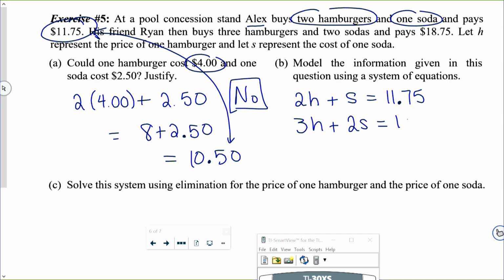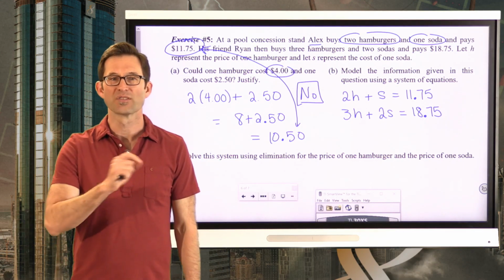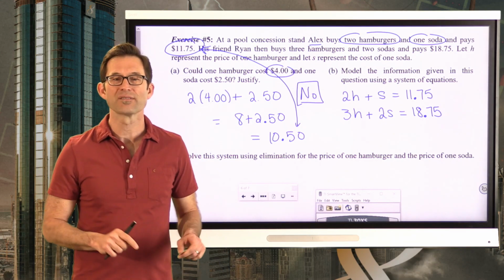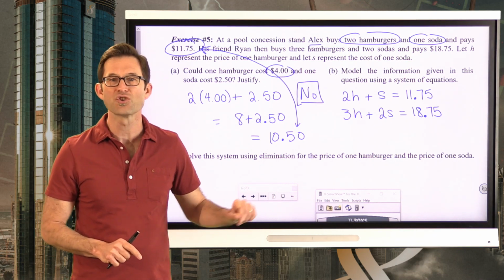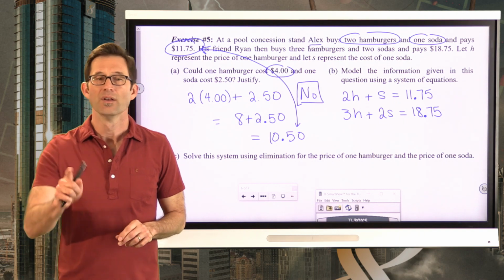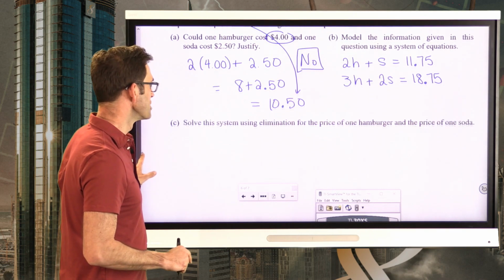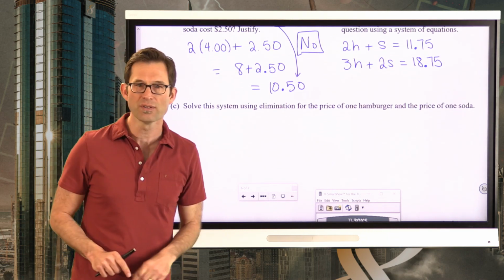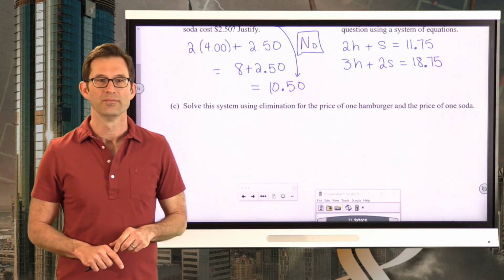And Ryan pays $18.75. And that is our system. And we're going to solve that system in letter C by elimination because the variables are on the same side of the equal sign. So I'd like you to do that. In letter C, I'd like you to take these 2 equations and solve the system.